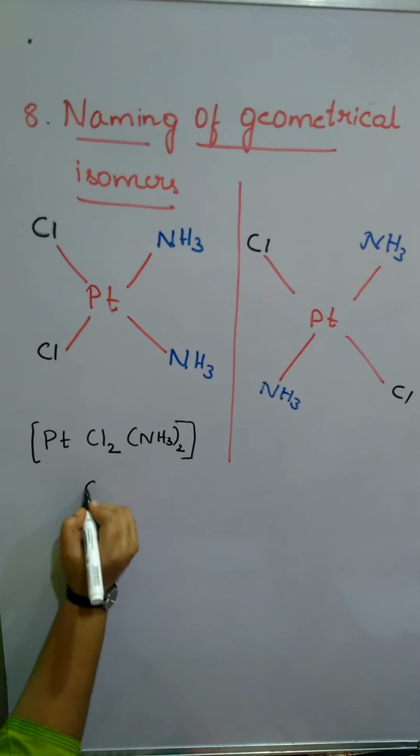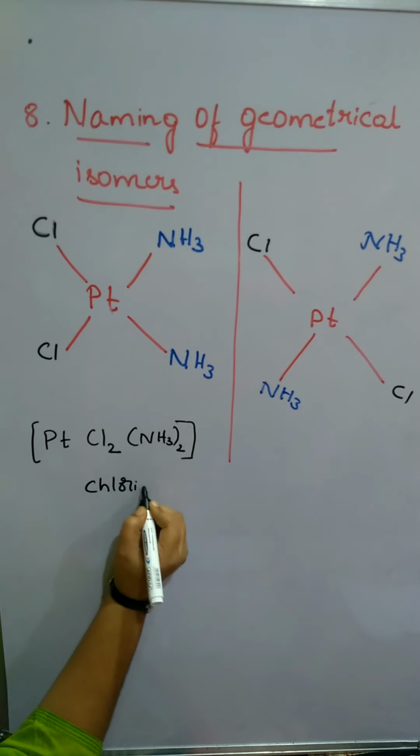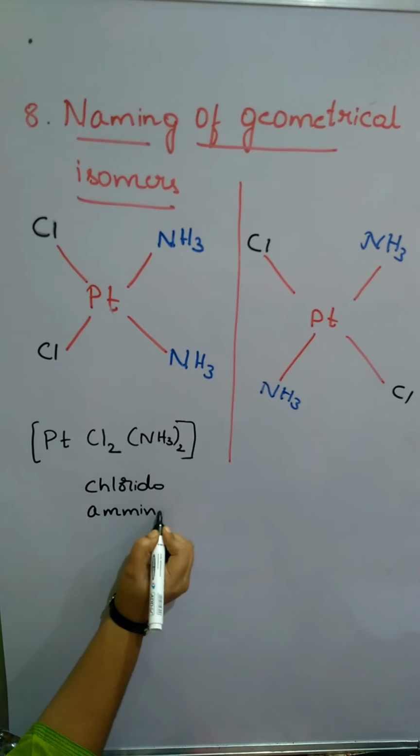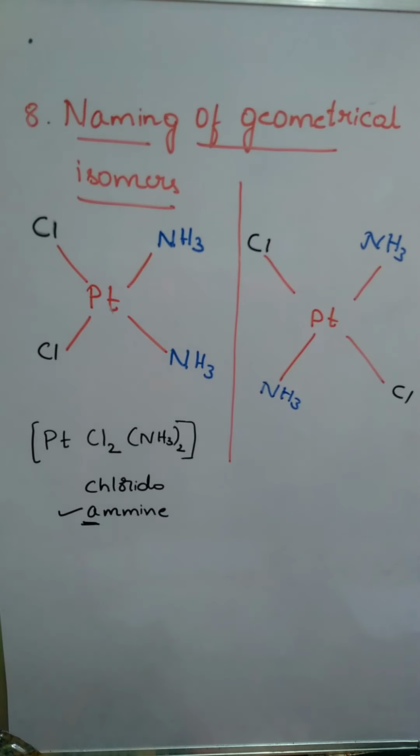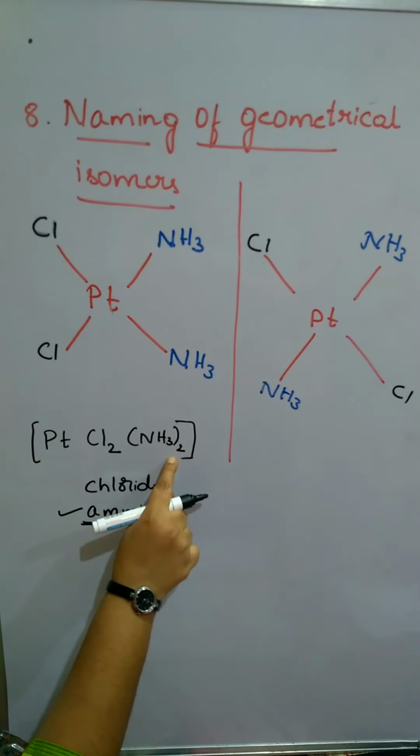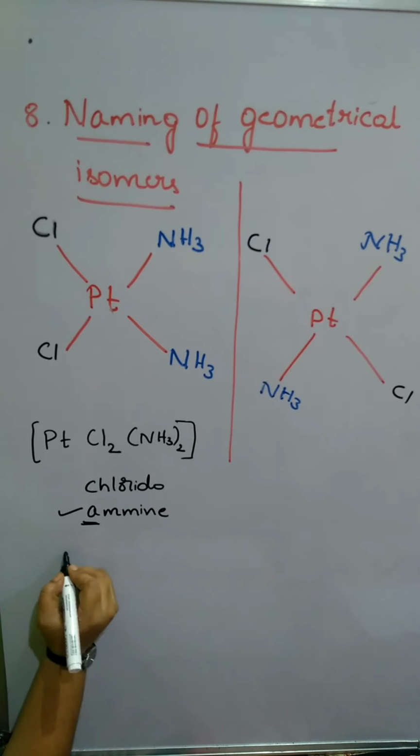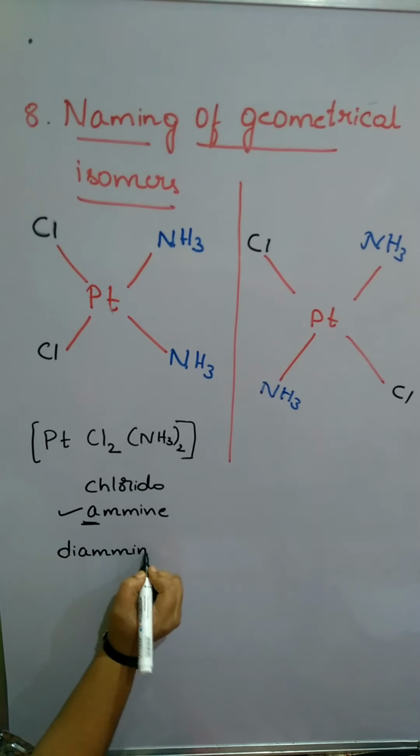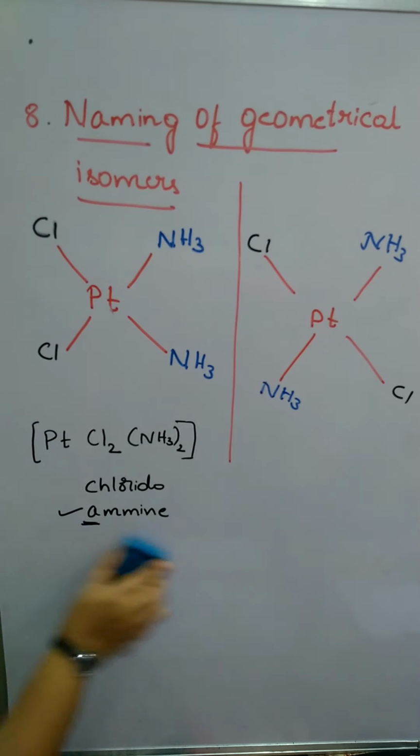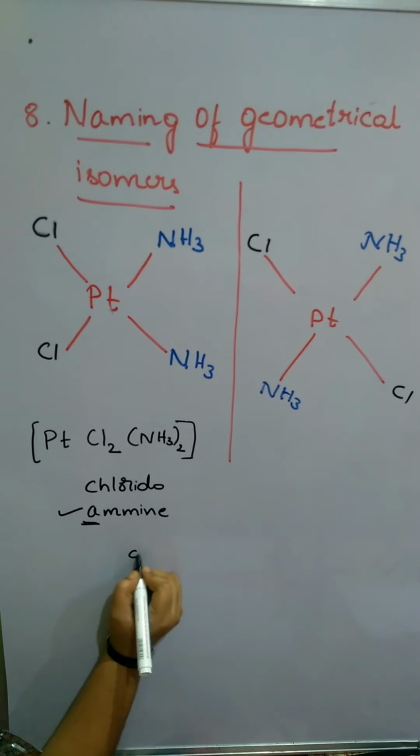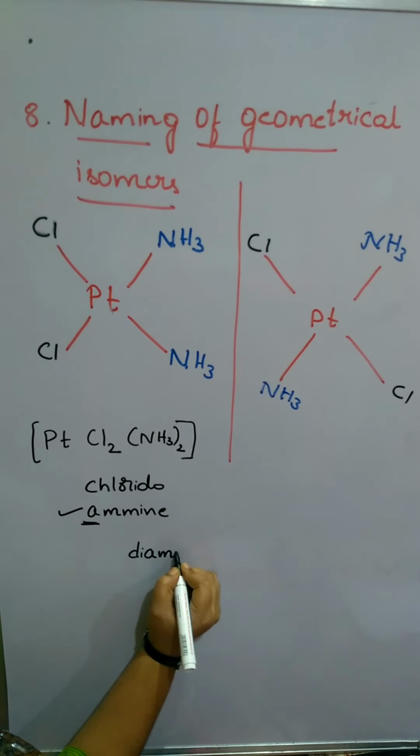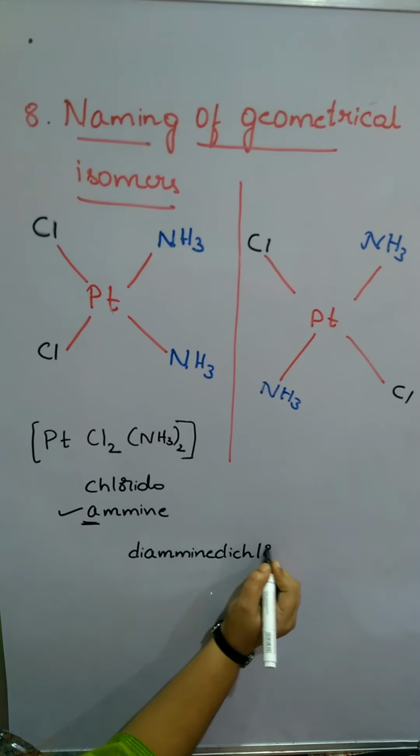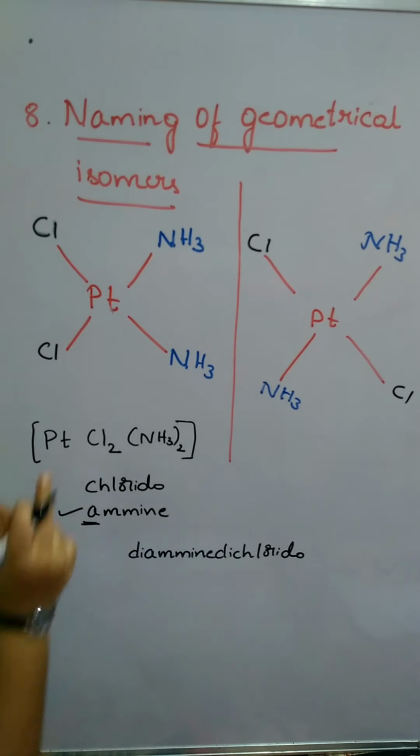We have one ligand as chlorido, another ligand as amine. According to alphabetical order, amine should be first. How many amine groups are there? 2 amine groups, so we can write diamine, dichlorido.